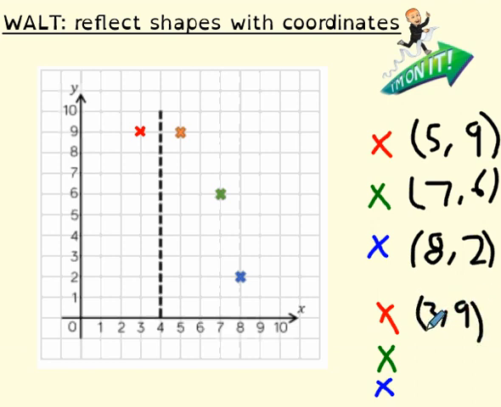Quickly as we can then, for the green cross, I've done 1, 2, 3 along to the right. So I do 1, 2, 3 to the left and mark it on my coordinates grid like so. I've gone 1 along the x-axis and I've gone 6 up the y-axis. 1, 6.